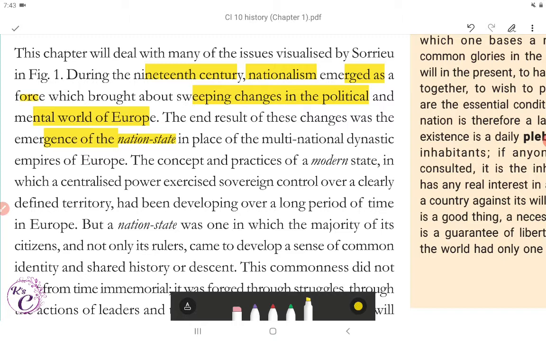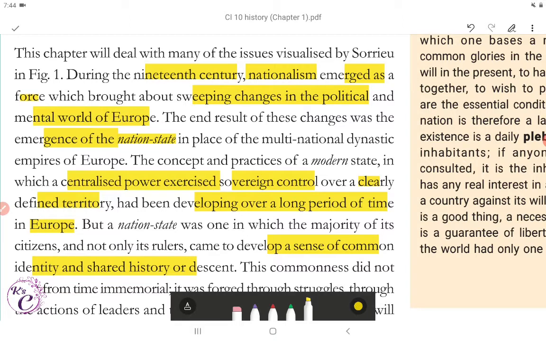The concept and practices of a modern state, in which a centralized power exercised sovereign control over a clearly defined territory, had been developing over a long period of time in Europe. But a nation state was one in which the majority of its citizens and not only its rulers came to develop a sense of common identity and shared history or descent.